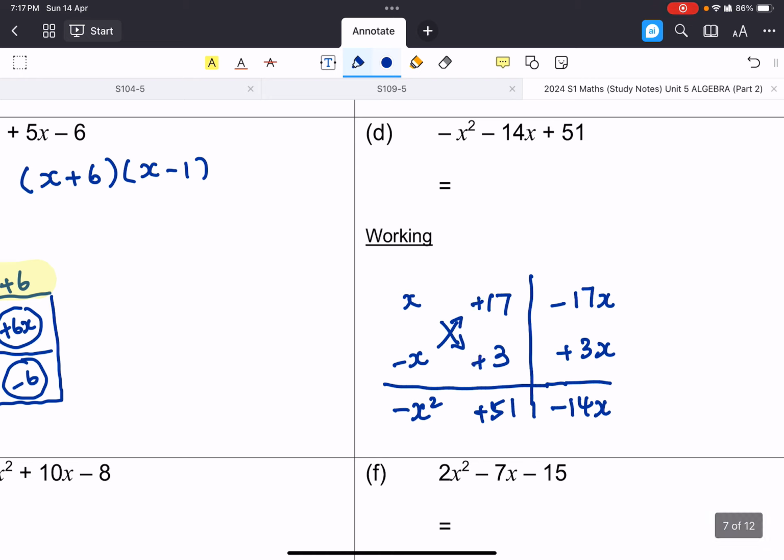So check everything's in order, right? Negative 17 plus 3 give me negative 14. Then we have 17 and positive, positive, positive, all good, right? So everything's in order. We can write down a combination now. This will be x plus 17. And over here, we can write down negative x plus 3, or we can write down 3 minus x. They mean the same thing. It's fine. Okay, this is good.